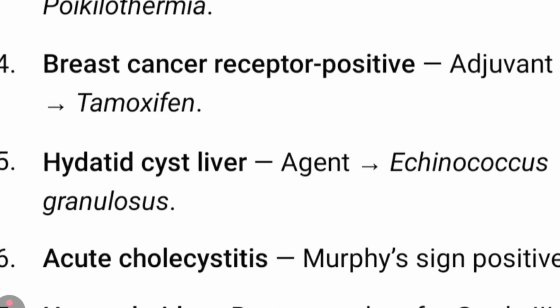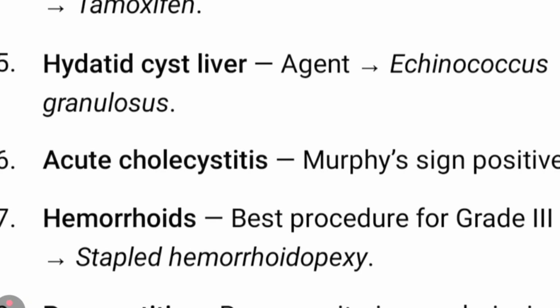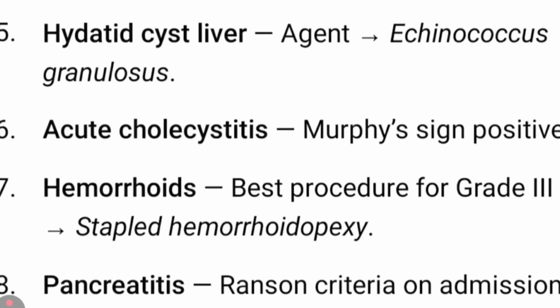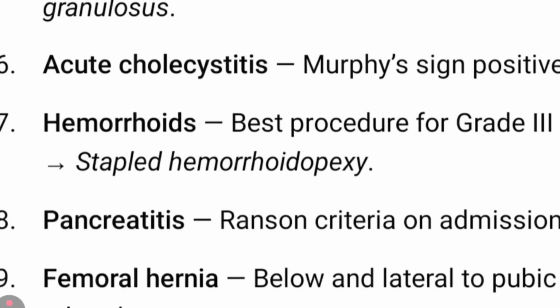Breast cancer, receptor positive: the adjuvant therapy is tamoxifen. Hydatid cyst of the liver: the causative agent is Echinococcus granulosus. Acute cholecystitis: Murphy sign is positive. What is Murphy sign? It is probe tenderness over the right hypochondrium, where the gallbladder is located. When you put the USG probe, the patient feels pain or you find tenderness there.